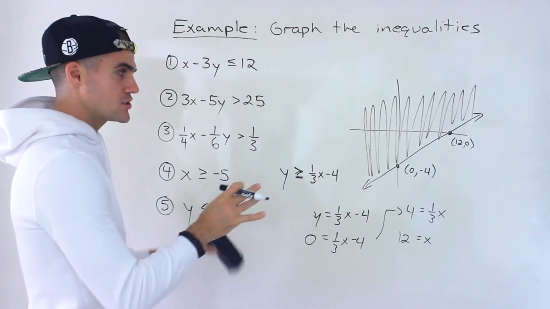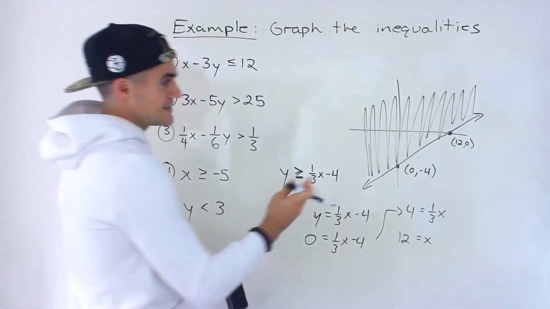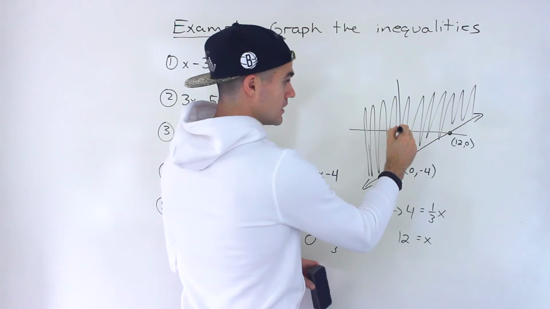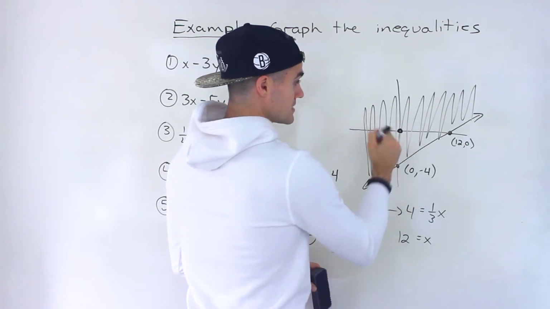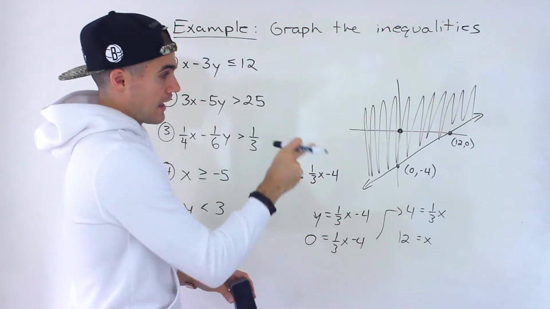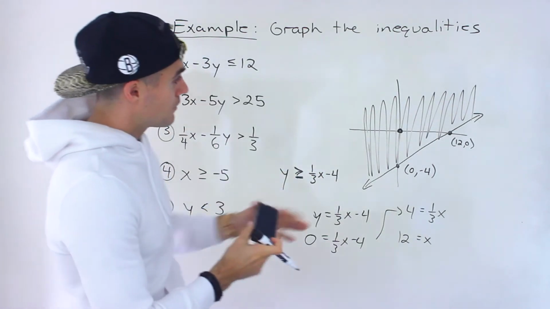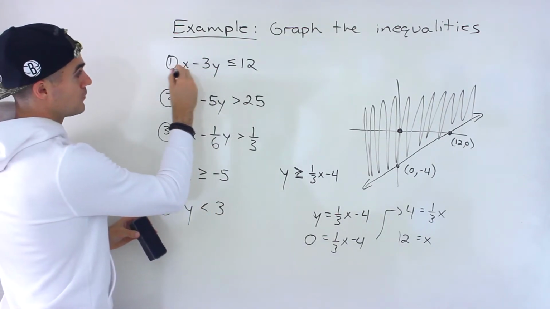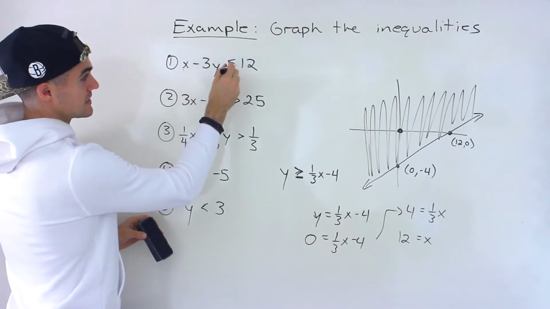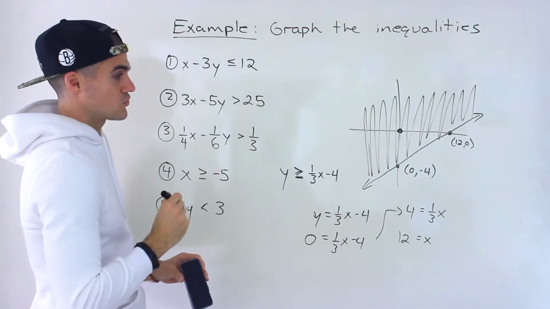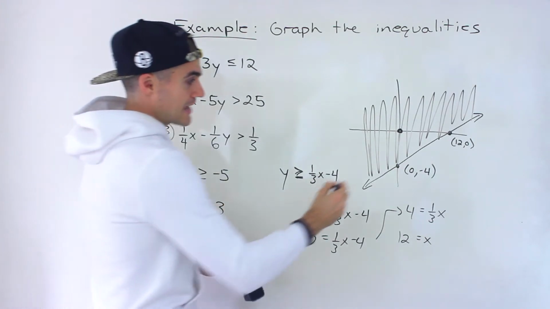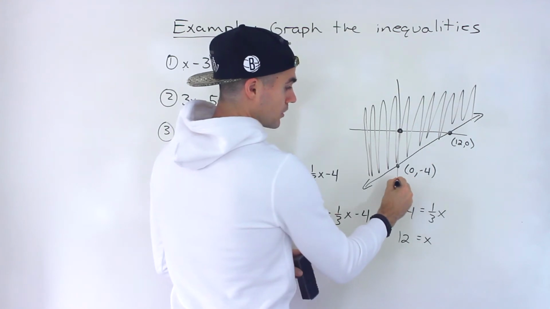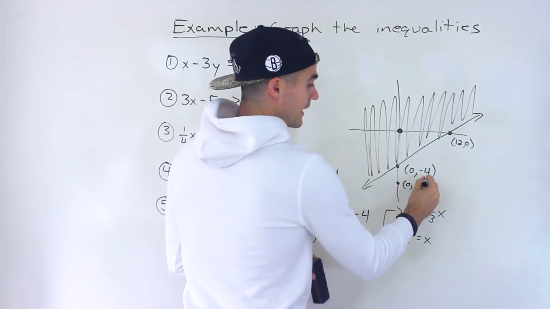Another way that you can test your solution is you can pick a test point within that region that you shaded. So an easy one to pick is 0 and 0, the origin. And then you can plug it in here and see whether that point does satisfy this inequality. So notice if we plug in 0 for x, 0 for y, we'd end up with 0 on this side, and 0 is indeed less than or equal to 12. And then if you want to test this region where the solutions are not located, so you could test a point like 0 and negative 5, for example.